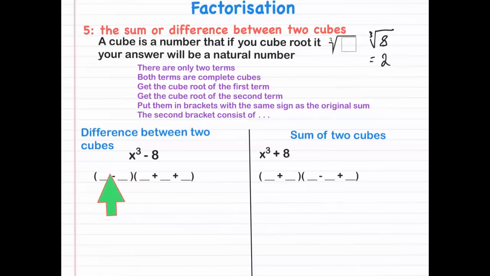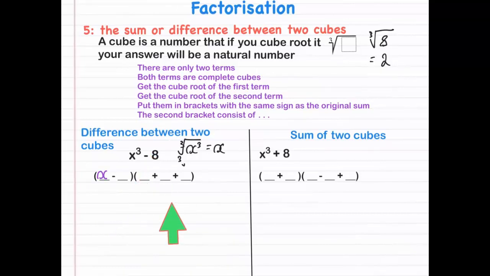Now, how do we get these answers? Let's see. Get the cube root of the first term. Okay, so I get the cube root of x to the power of 3. Now, let's quickly see how we get the cube root of x to the power of 3. The answer will be an x because we take that exponent divided by 3 and that will give me just the x, right? So we write down that answer here.